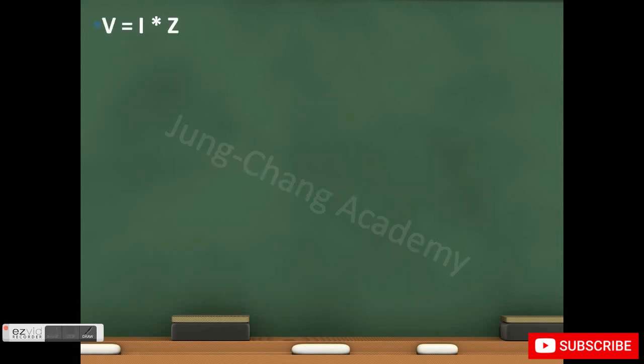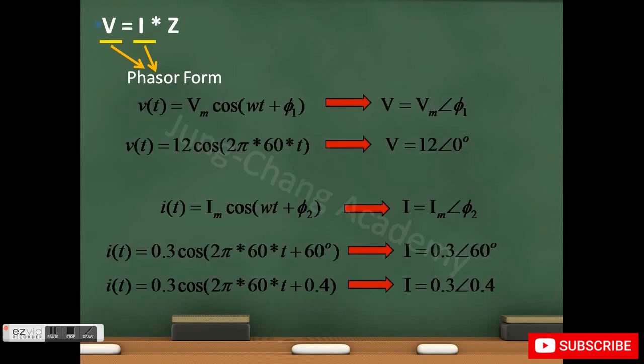To use V equals IZ in the AC circuit analysis, next, we'll need to write down the voltage and current in the phasor form. To do this, you simply write down the amplitude and the phase angle of the voltage and current. Let's look at a bunch of examples.